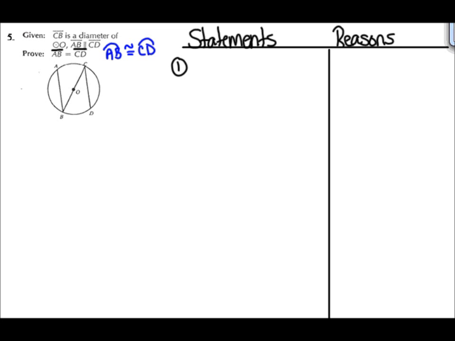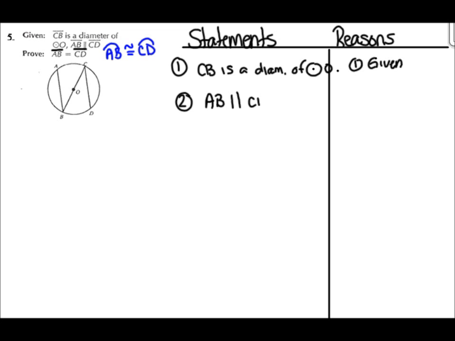So the given information says CB is the diameter of circle O. Another given says AB is parallel to CD.